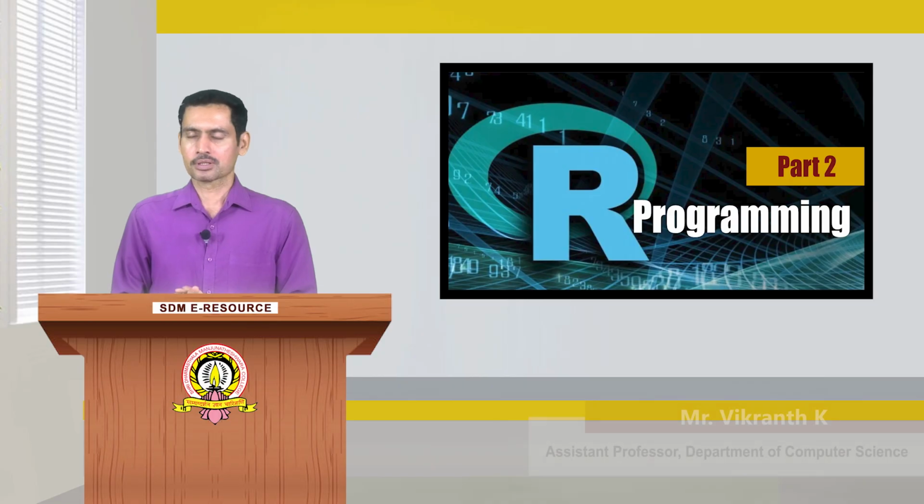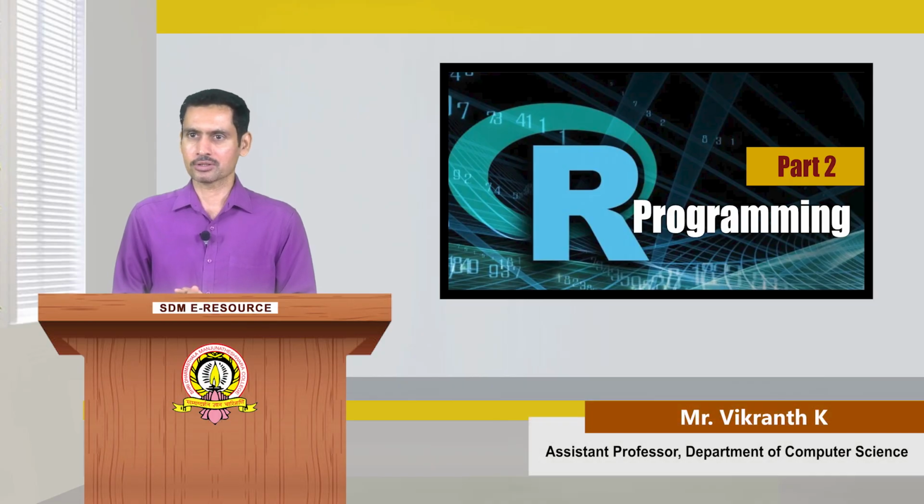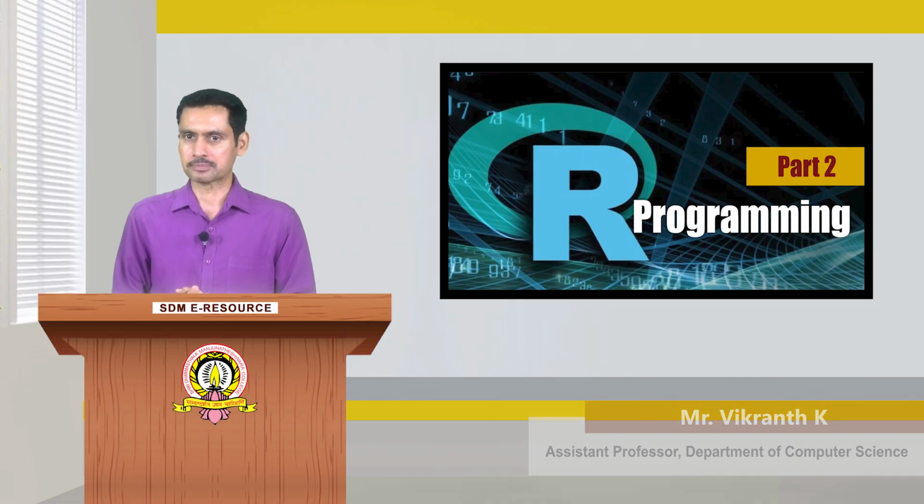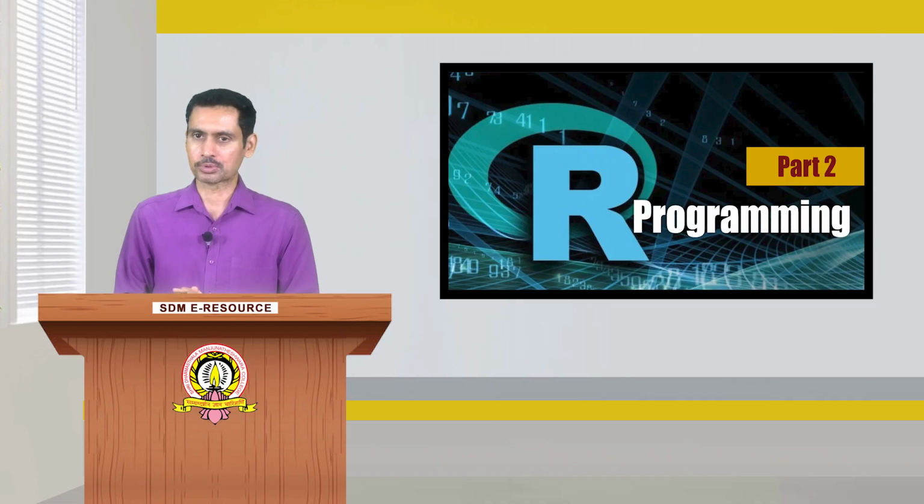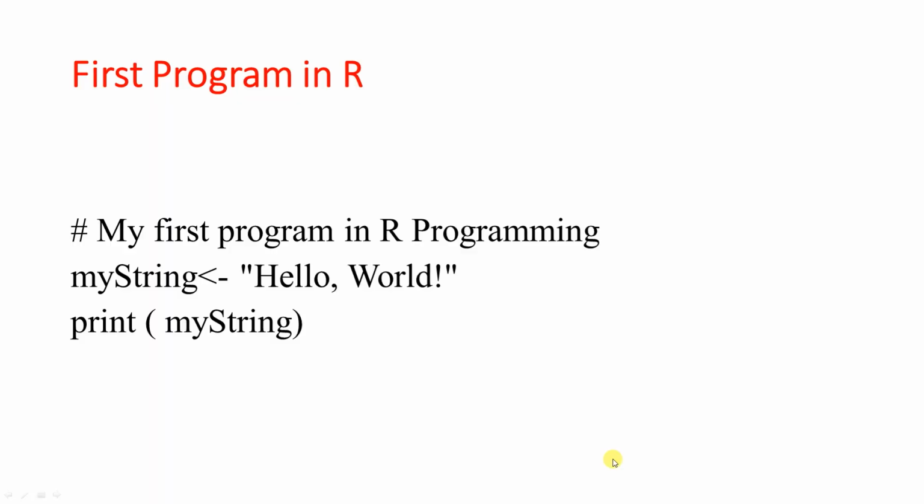Welcome back. From the last session, I was stopped here, about how to write an R program, how to write commands in R. The first line begins with the hash symbol, which is called a comment. In the second line, I use one variable called my string. It assigns the string "hello world" to the variable called my string.